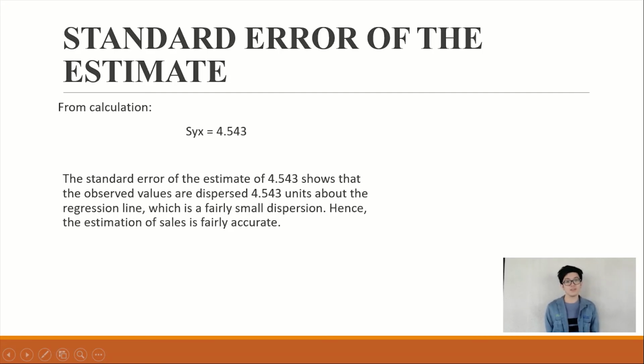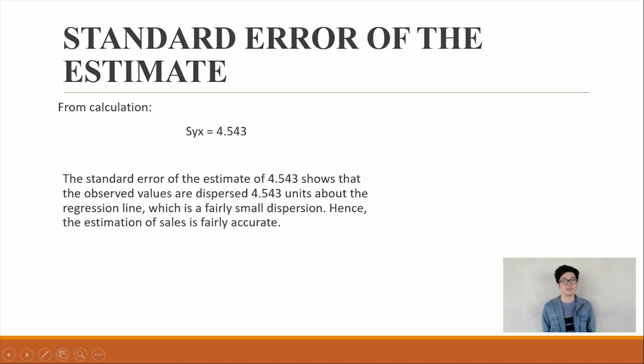And for the next, the standard error of the estimate. From the calculation, we get that s of y given x is equal to 4.543. The standard error expresses 4.543 units above the regression line, which is very small and can be considered a very small dispersion. Hence, the estimation of the sales is very accurate.